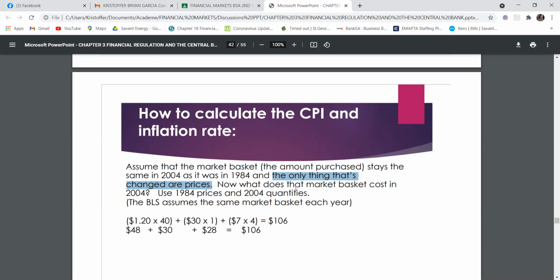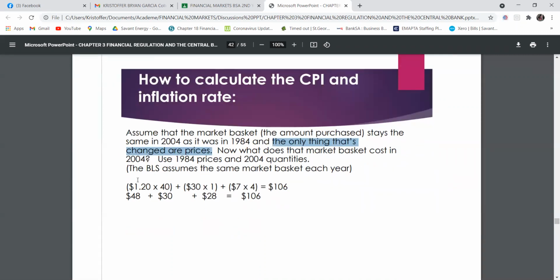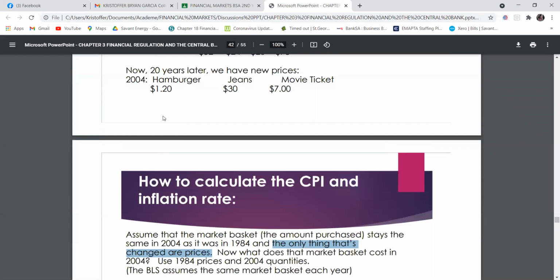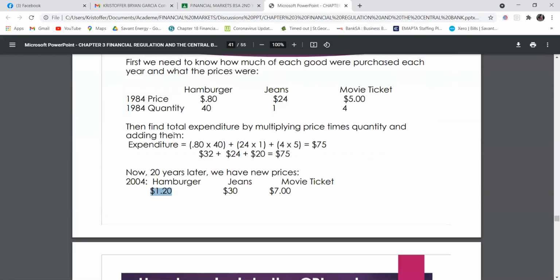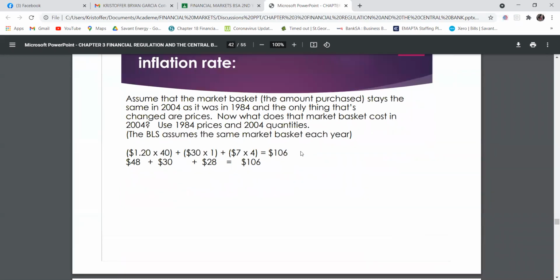So now, what does the market cost in 2004? Use 1984 prices and 2004 quantities. Yun. So the BLS assumes the same market basket each year. So sa madaling sabi, ito na ngayon. Yung 120, multiply mo pa rin doon sa quantity niya. And then 30 times 1, 7 times 4. Ang total na niya is 106.